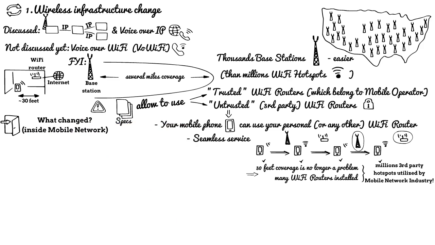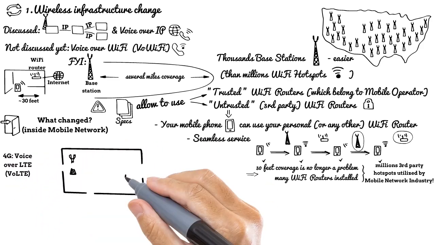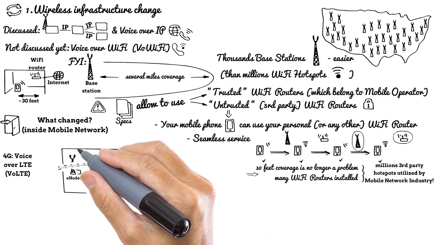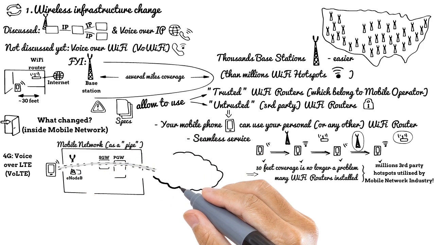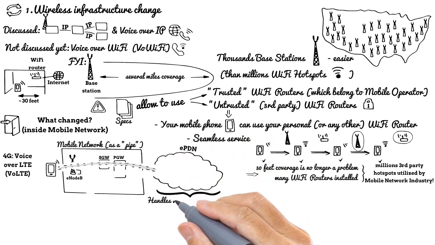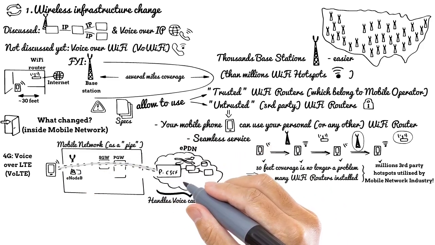We didn't talk in the previous videos about voice over IP in general. Let me bring a particular example of voice over LTE implementation from the 4G network nodes perspective. In short, the mobile network is used as a pipe between mobile phones and a special external packet data subnetwork designed for handling voice calls using IP protocol. Such a subnetwork is called the IMS core network.